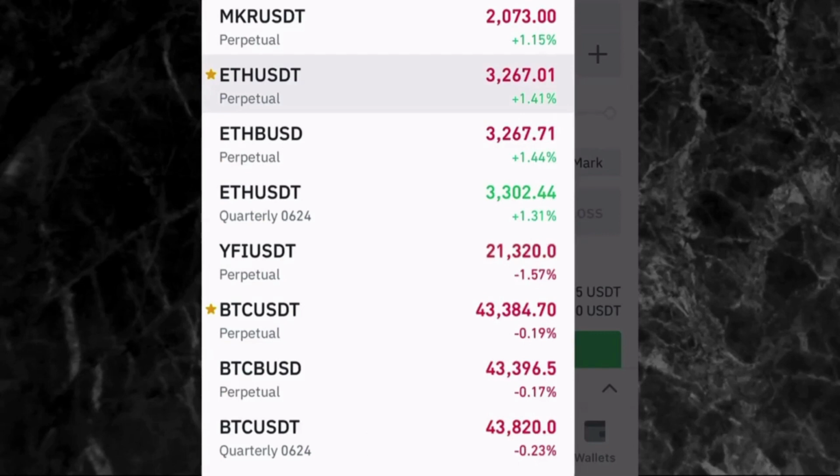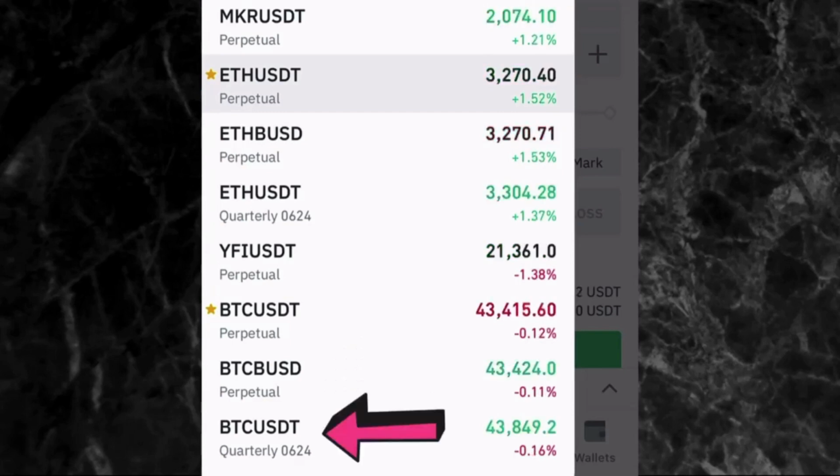If you are trading the one that has perpetual, it means that it does not have any expiry date. You can trade that asset for as long as you want. You can open that trade for as long as you want. For the one that has quarterly 0624, it means that it has an expiry date, and the expiry date is the number you are seeing. So 06 is the month, June, and 24 is the date. It means that this asset is going to expire on the 24th of June of this year.